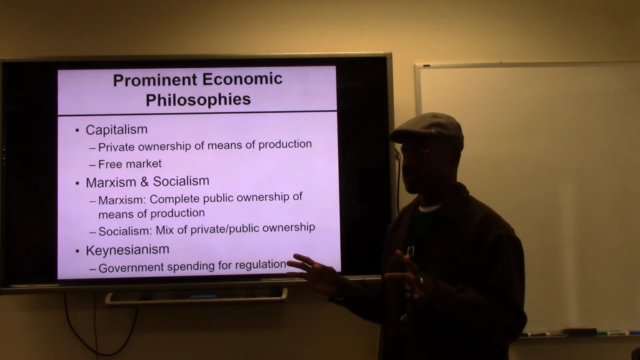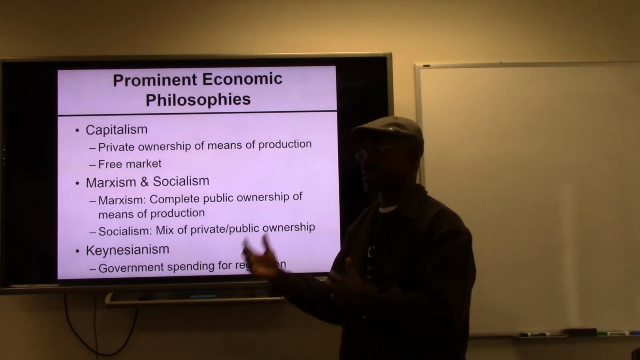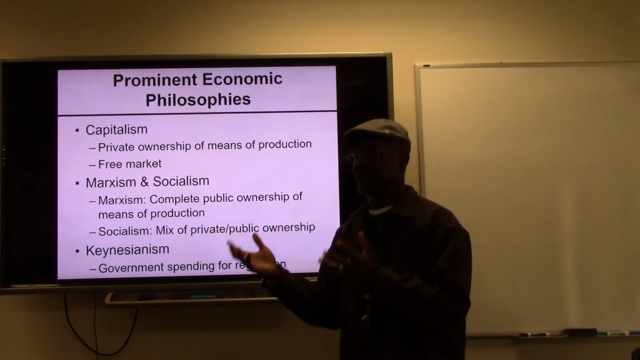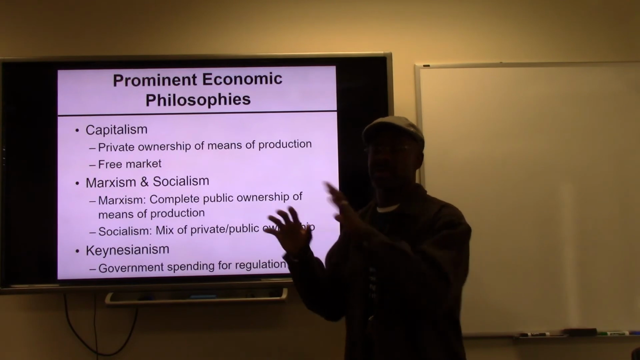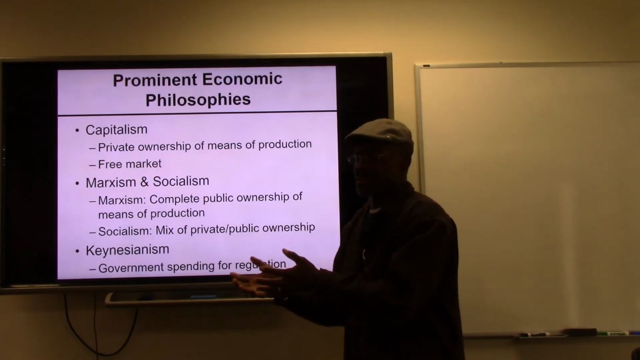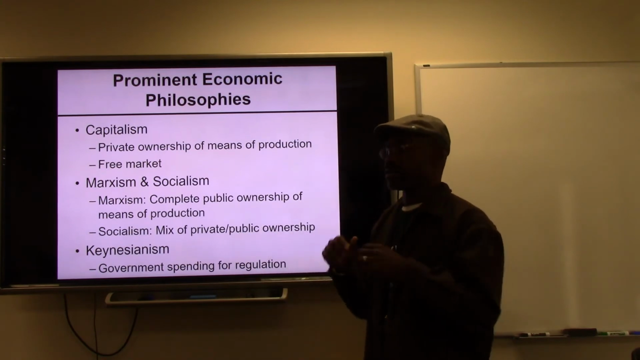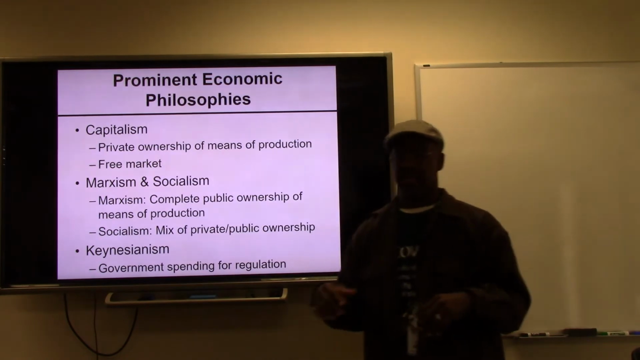Socialism, what you see in most European countries, is going to be some mix of that. And so we remember the example of France, where 70%, 68% to be technical, of all output in the economy was generated by government, which is to say 70% of all production was owned and effectively directed and distributed by government. And then, of course, we talked about Keynesian and its role in that.